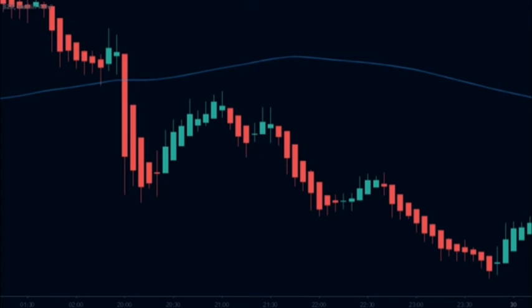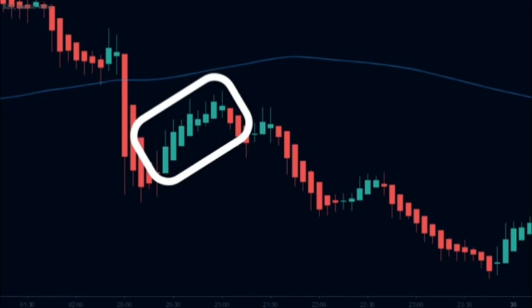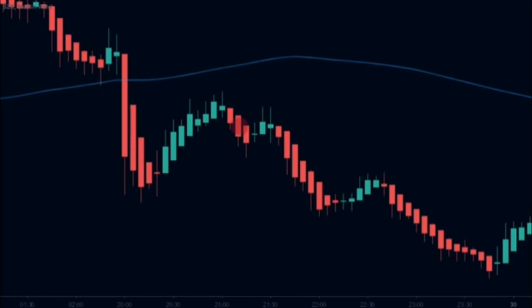First, we need to wait for a pullback. The pullback occurs here. Because of the Heikin Ashi charts, we can clearly see this pullback as a set of green candles appear. Now we wait for two red candles without any upper wicks. Here are the candles that we want to see.